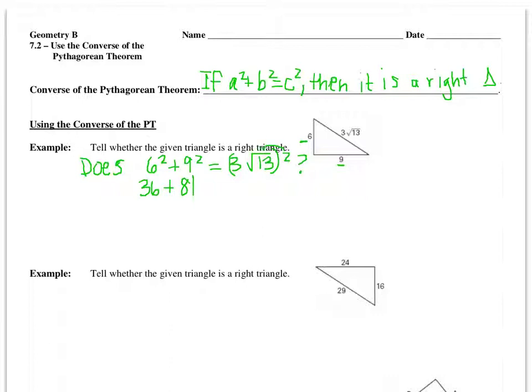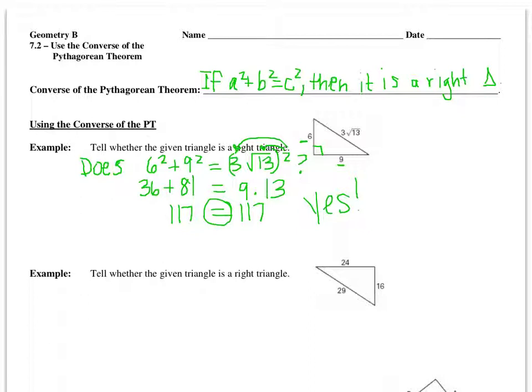If I give this squared to both of these, well, 3 squared is 9 times the square root of 13, and then I square that, it's just 13. 36 plus 81 is 117. 9 times 13, yep, that's 117 as well. So those are indeed equal, so yes, it is a right triangle.